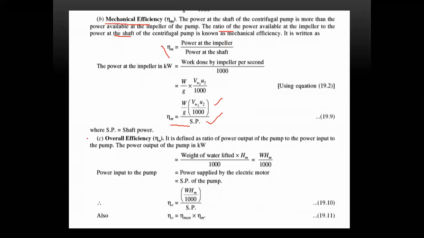Next, the third one is overall efficiency. It is defined as the ratio of the power output of the pump to the power input to the pump. Therefore, overall efficiency is equal to manometric efficiency into mechanical efficiency.